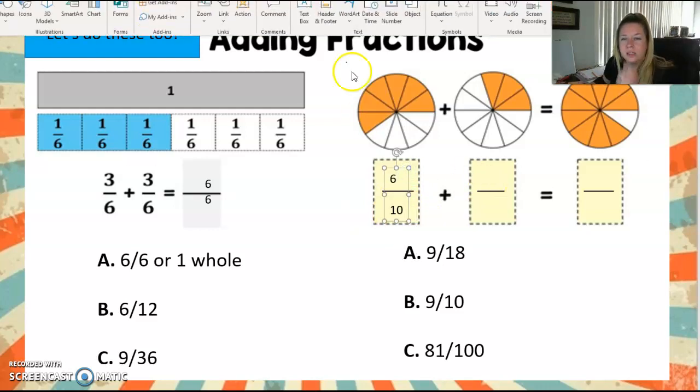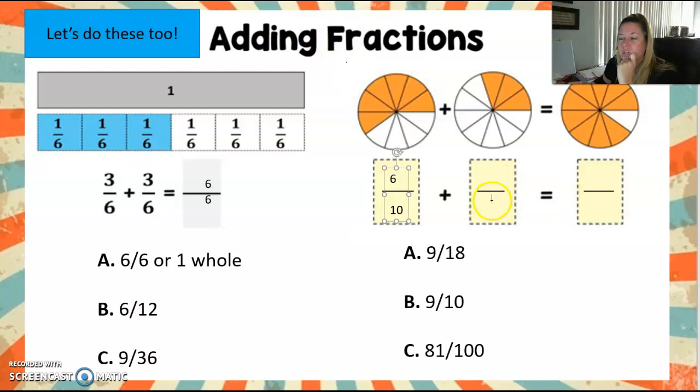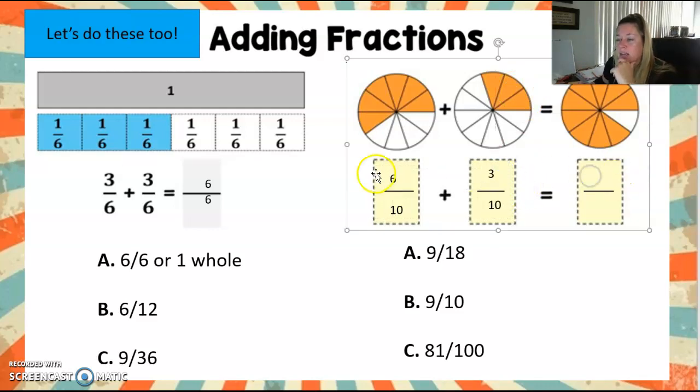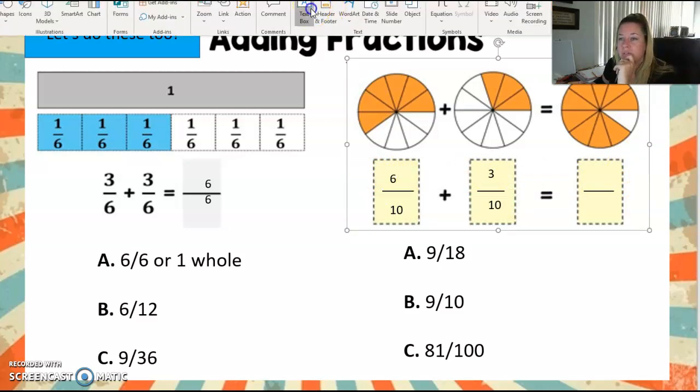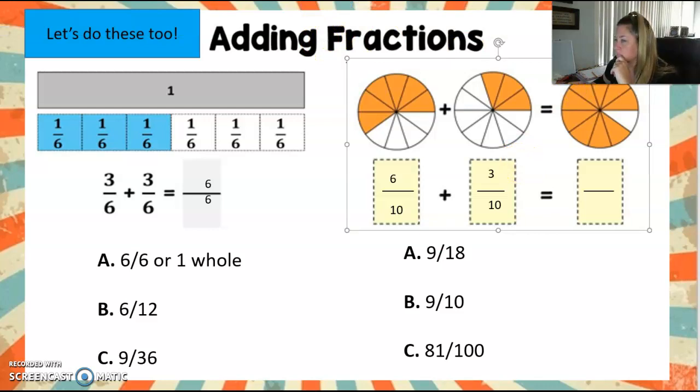And then the next one, let me ask you, is our denominator going to be the same? Yes. Good. It sure is, because there's 10 parts in here too. 1, 2, 3 parts are shaded. So 3 out of 10. And we add it together. 6 plus 3 equals, I'm going to let you do it. Finish it. What's your answer?